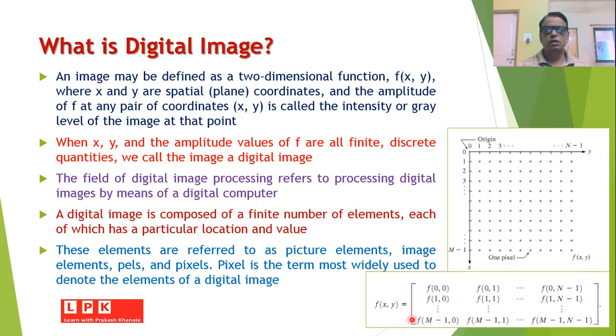So this function can be tabulated in the form of a matrix, where the matrix will consist of different rows and columns. These pixels will form the digital image, and the image is called digital when there are a finite number of elements, and each element has a particular location and a particular value.